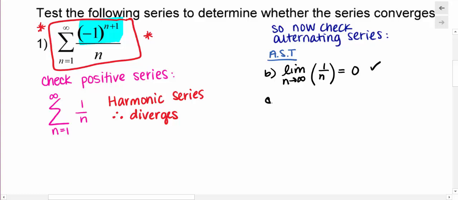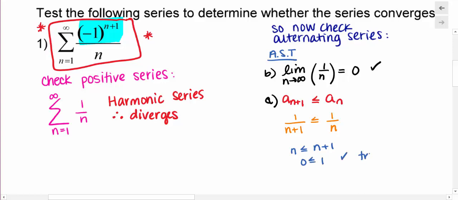So now I can go to the A part of it, or the first condition in the alternating series test, which says that my next term needs to be less than or equal to my current term. In other words, you're working within that decreasing function, so to speak. So I will put 1 over n plus 1, substituting in n plus 1 for n, will be less than or equal to 1 over n. I'm going to multiply both sides by n times n plus 1, subtract n. This is true.